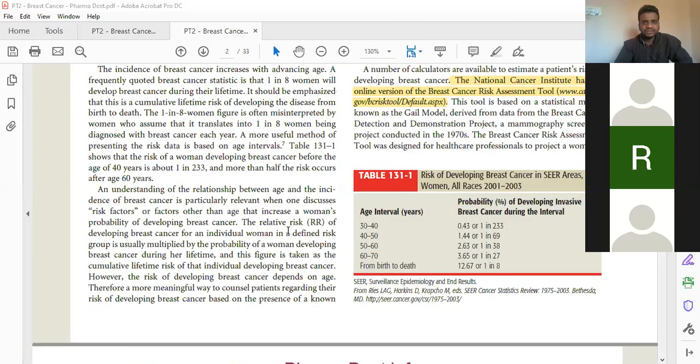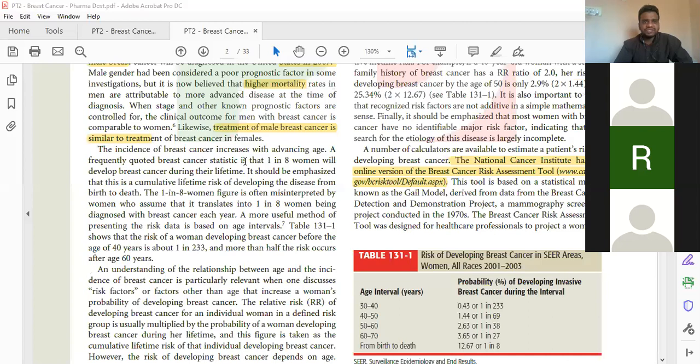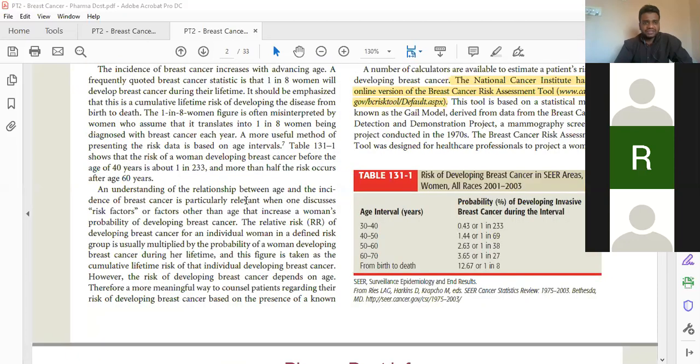Then the age part. The incidence of breast cancer increases with advancing age, and the frequently quoted breast cancer statistic is that 1 in 8 women will develop breast cancer during their lifetime. In this table 131.1, you can see the risk of developing breast cancer according to age. This is the probability of developing invasive breast cancer during the interval.